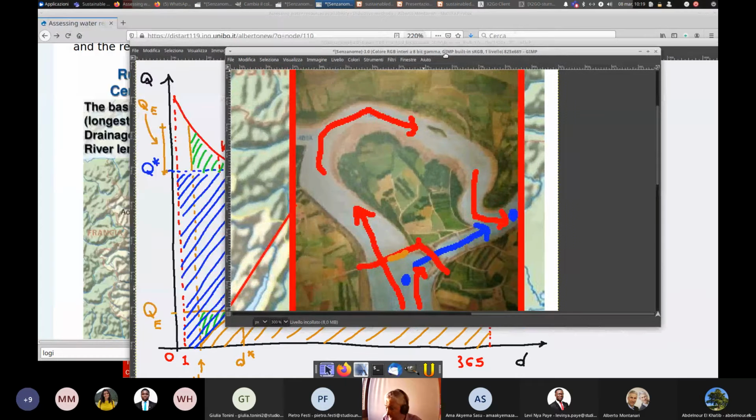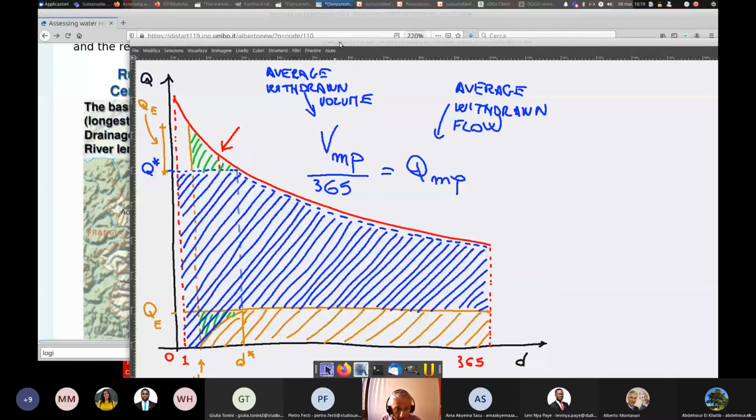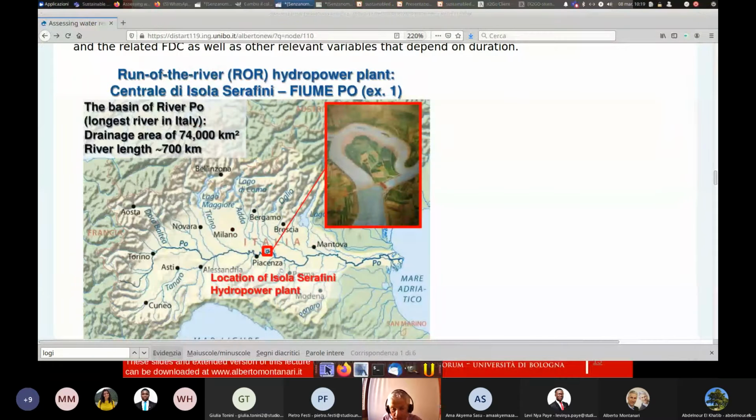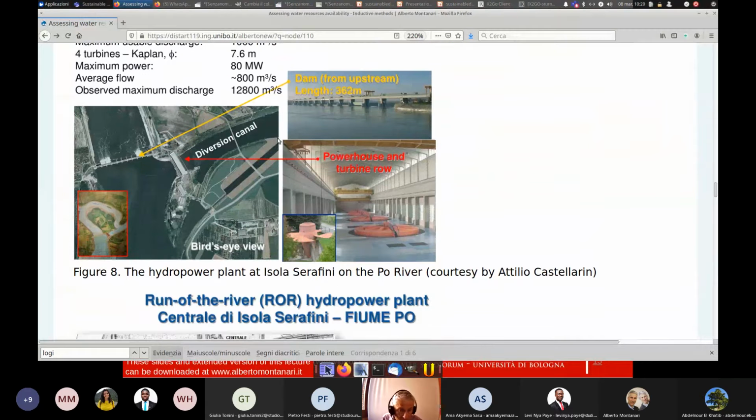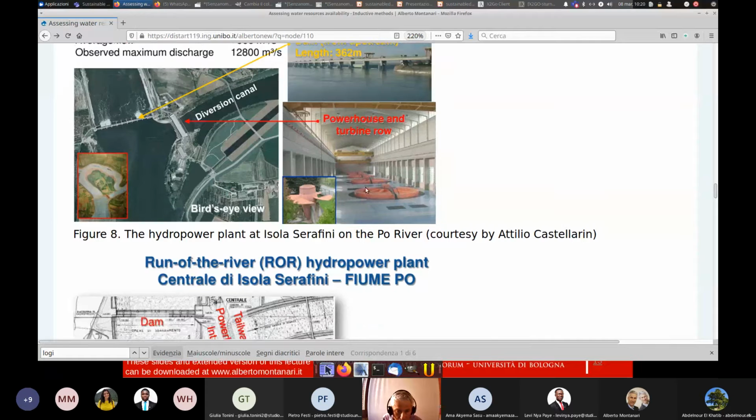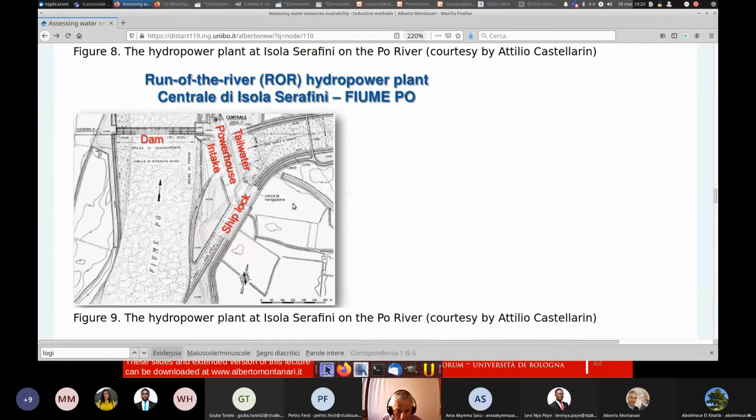Let me remove now the graphic blackboard. And let me go back here to these figures. You see diversion canal, what I call the cut is called here diversion canal. You see the secondary barrage here, and here there is a picture of the secondary barrage. Here there is a picture of the powerhouse and turbine row. And here there is a technical drawing.